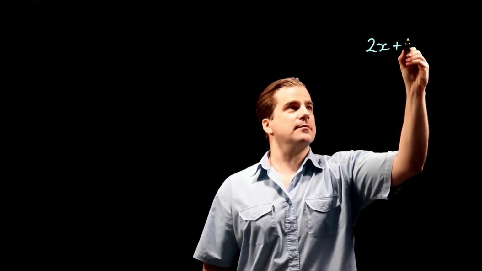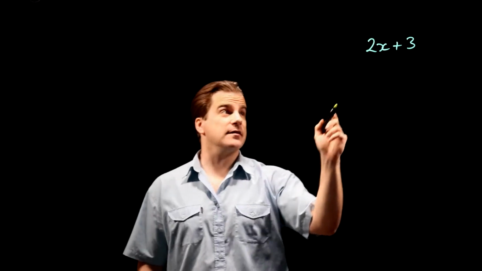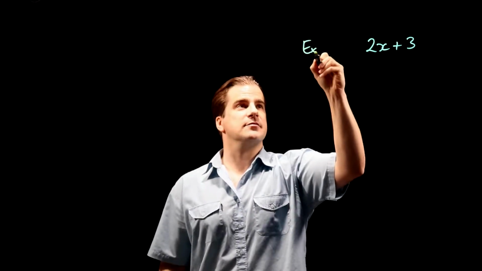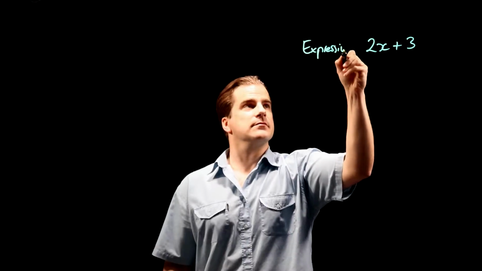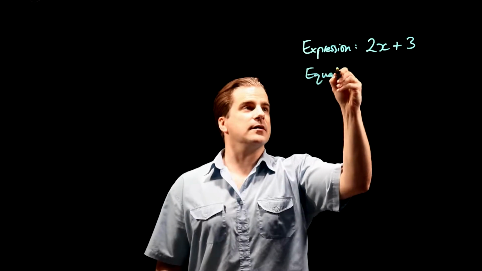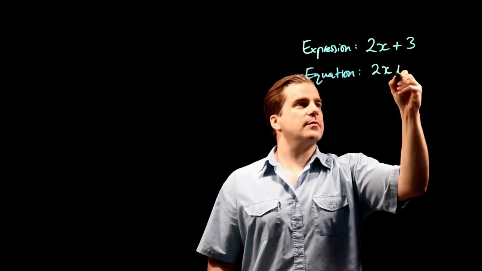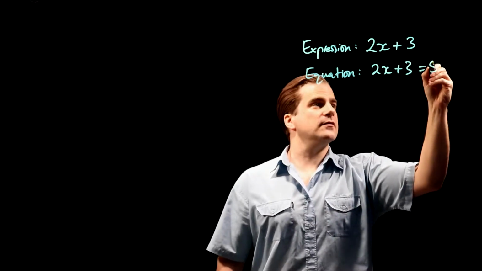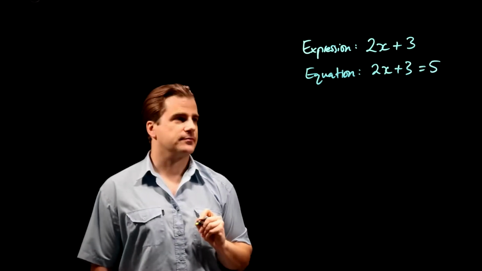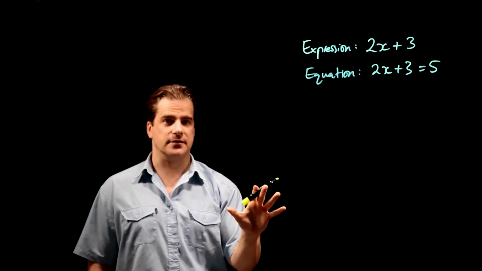Okay, equations. Now, you might see something like 2x plus 3. That's not an equation, that's just an expression because there's no equal sign. Okay, it's just an expression. However, an equation has an equal sign. So something like 2x plus 3 equals 5, that's an equation. And it's very important in algebra to be able to rearrange equations.